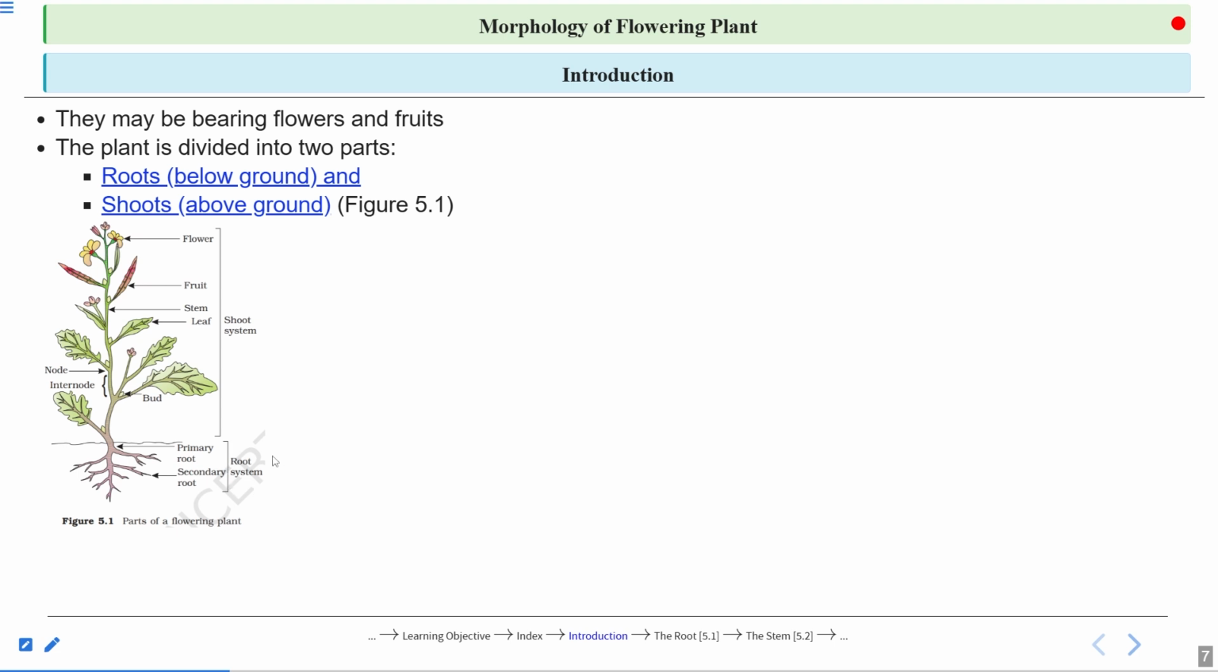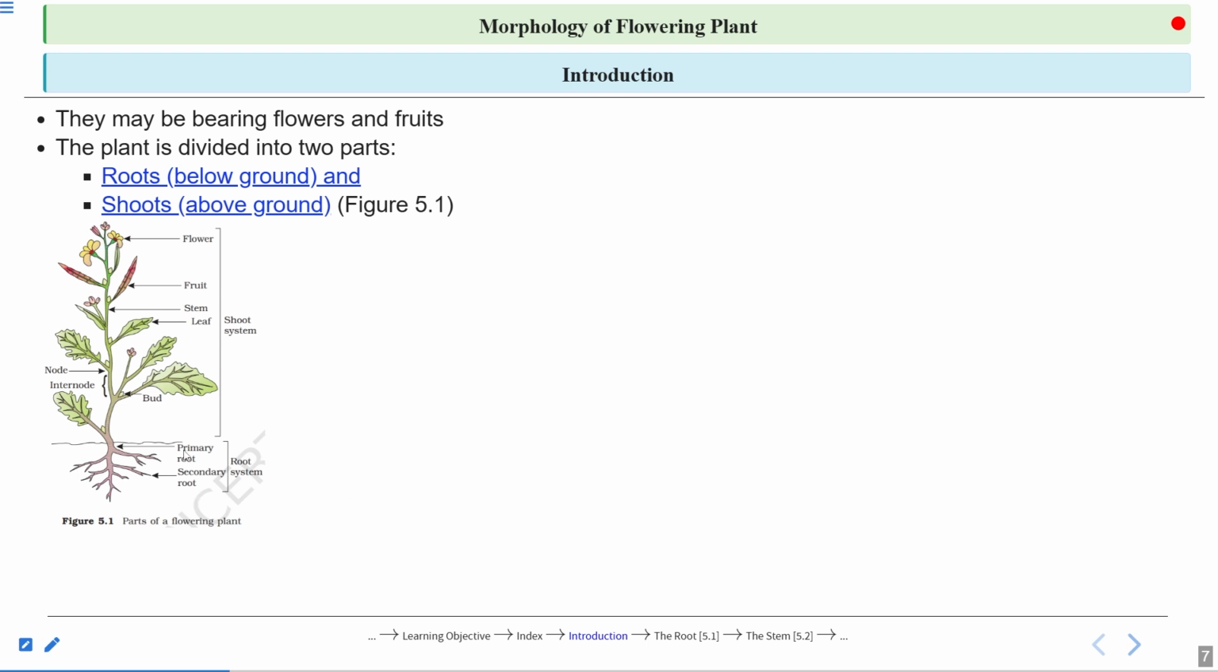What you see below the ground is a root system. There is a root system, and in this root system there is one main root that is called the primary root, and from this primary root many branches of roots arise, that are called the secondary roots, right? That is called the secondary roots.